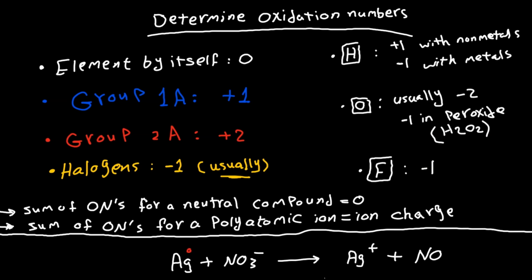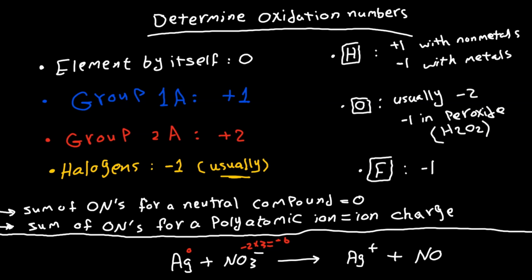NO3 minus is a polyatomic ion, so it doesn't follow any rule, and we have to figure it out. Oxygen is usually -2, except -1 in peroxide, and here it's definitely not a peroxide. So the oxidation number for oxygen is -2 in this compound. There are 3 oxygens, so I'm going to multiply -2 by 3, and it's going to be -6. Now let's figure out the nitrogen oxidation number.